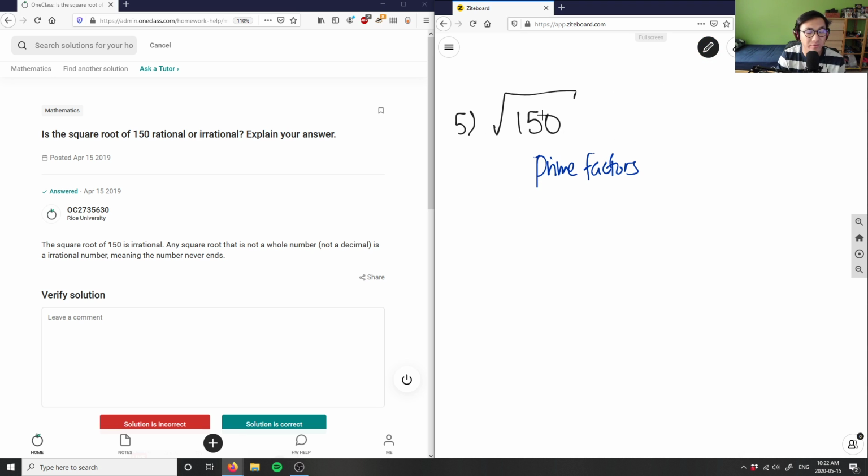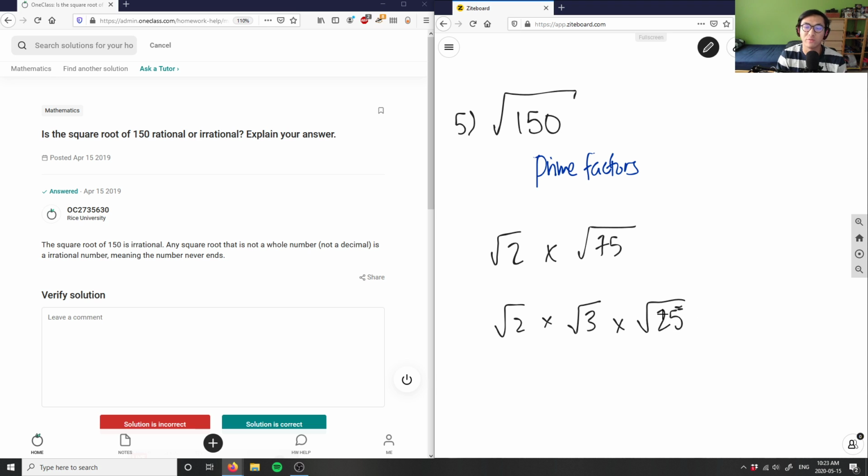So 150, I know it's an even number. I'm going to take out a 2 here. So I take out a 2. I'm going to divide this number by 2 here. So 150 divided by 2 is, I believe, 75. And then with 75, I can break this down even more. So again, I know that I have root 2 first. Root 75 here is not even, so I can't take out a 2 anymore. But I know it's divisible by 3. So I'm going to take out a root 3 here. And then 75 divided by 3, which I believe is 25.